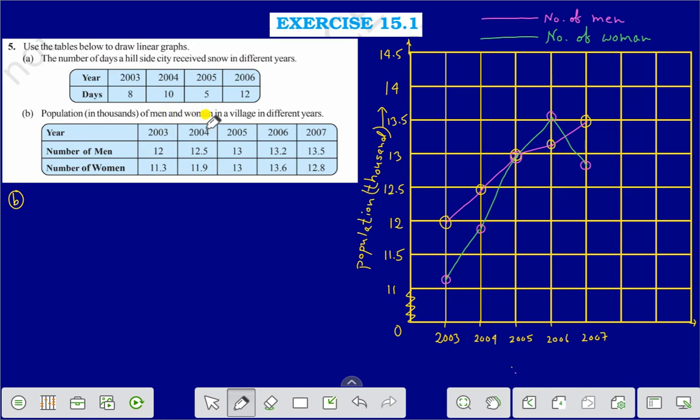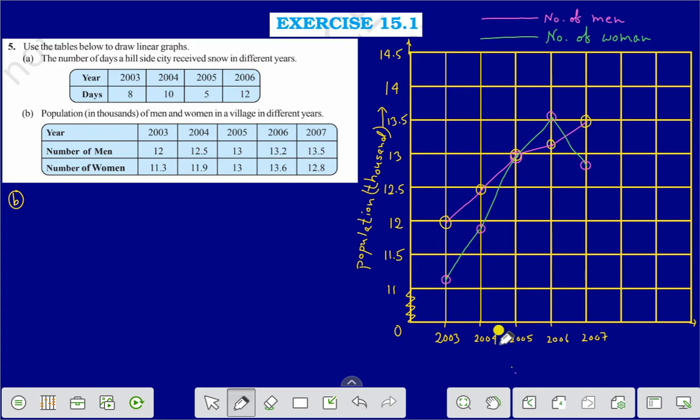Year 2003, 2004, 2005, 2006 and 2007. Number of men is 12, 12.5, 13, 13.2, 13.5. Number of women is 11.3, 11.9, 13, 13.6 and 12.8, right? You see you have done a graph, right?